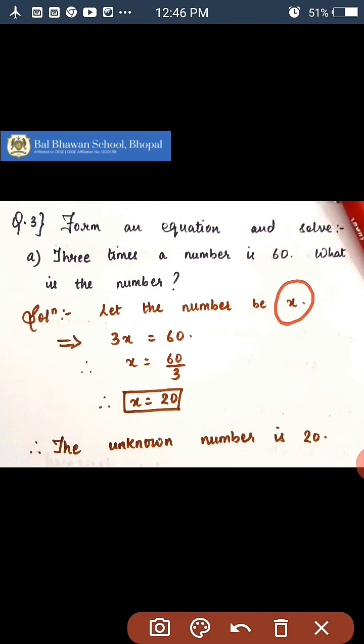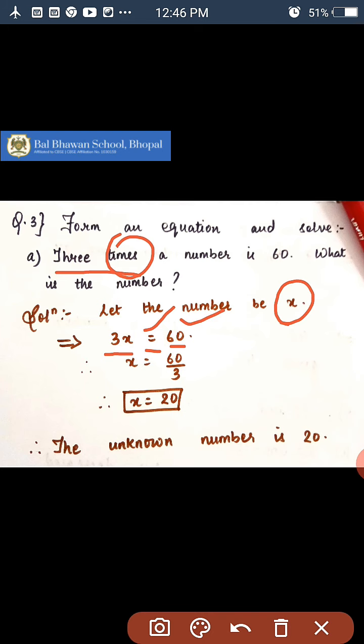Now, 3 times the number is given as 60. We all know, children, that the word times means multiplication. So, 3 into x, that is 3x, is equal to 60 because this 3 times the number is 60.